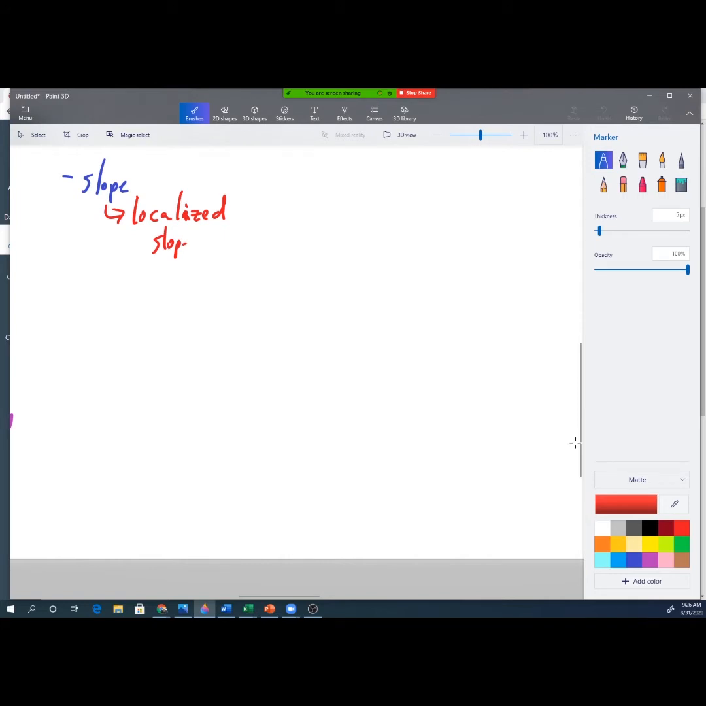Localized slope. And by that, what I mean is we might just look at a small box. Is anybody here colorblind? Wave at me if you're colorblind. That's right. Okay. Let's use this one.